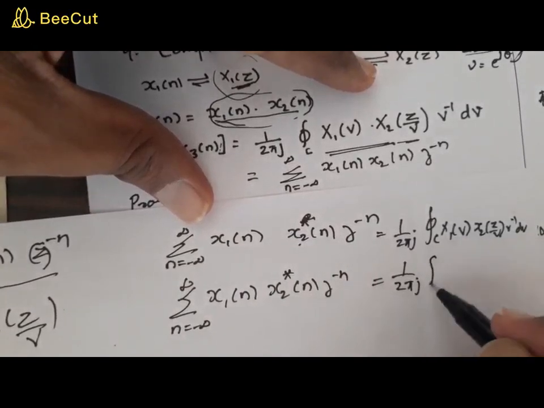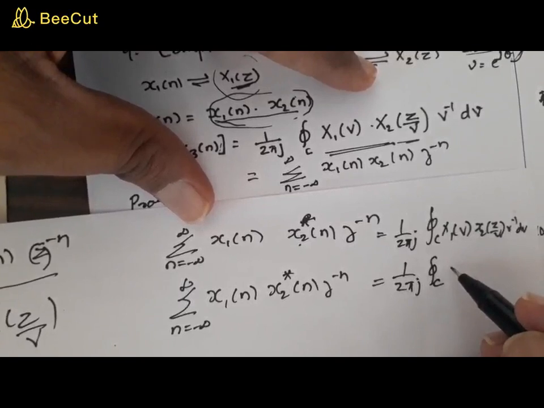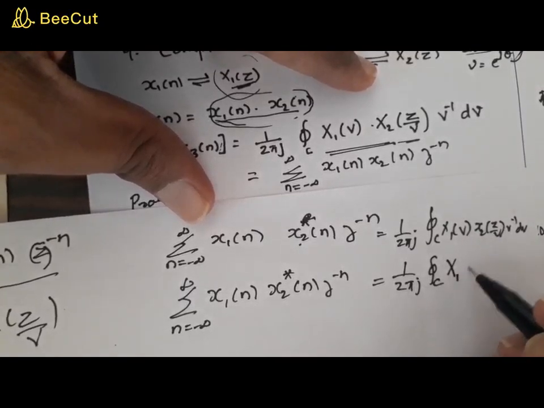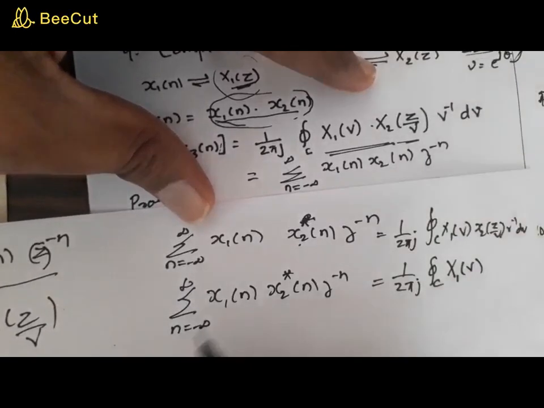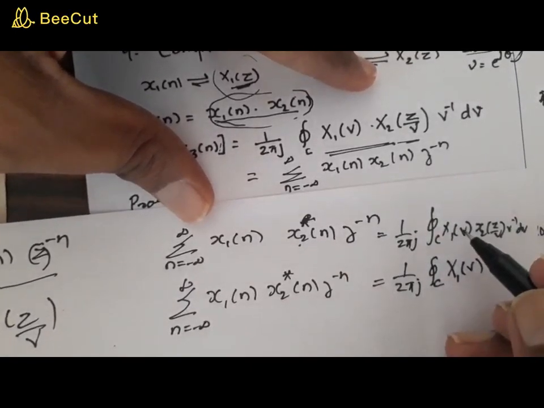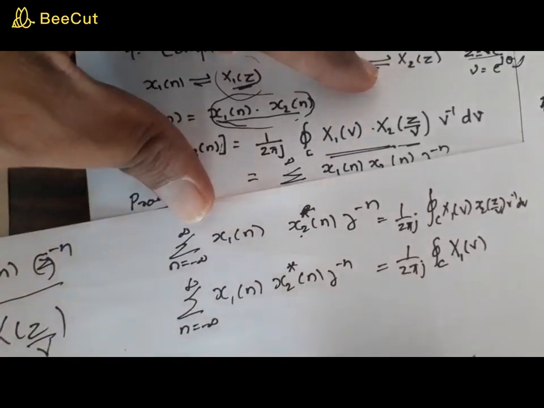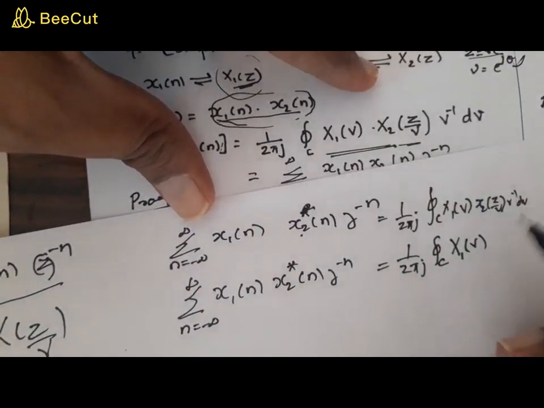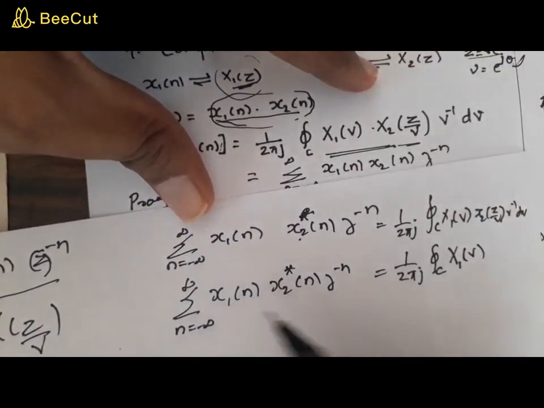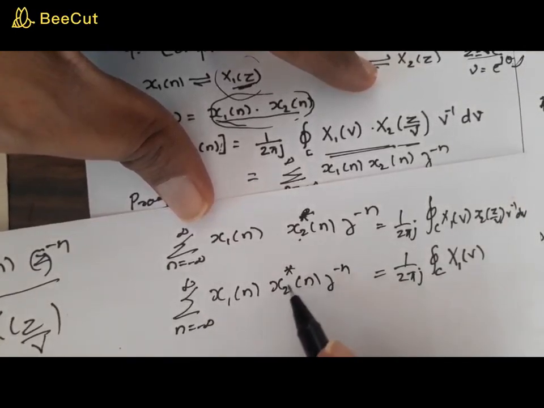1 by 2 pi j into closed integral. Okay, no problem. Now you have X1 of v, right? This is X1 of n. X1 of v is going to be the z transform of x1 of n. So what must be X2? So this X2 of z by v is actually the z transform of x2 of n, right?